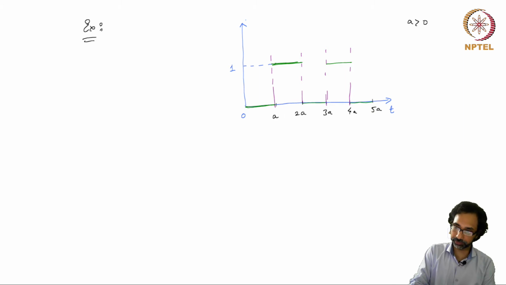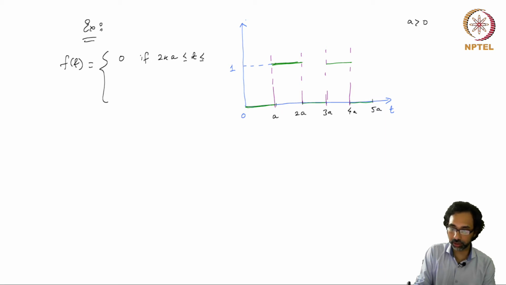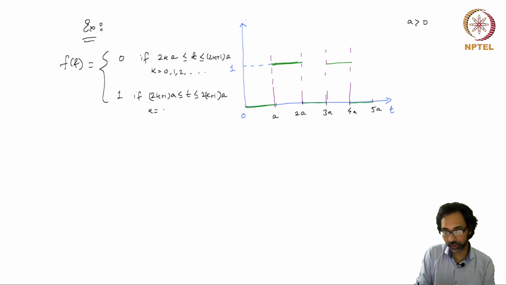So this f(t) can be written as follows. It is 0 if 2ka is less than or equal to t less than or equal to (2k+1)a, for k equal to 0, 1, 2, etc. And it is 1 if (2k+1)a is less than or equal to t less than or equal to 2(k+1)a, again with k equal to 0, 1, 2, etc.